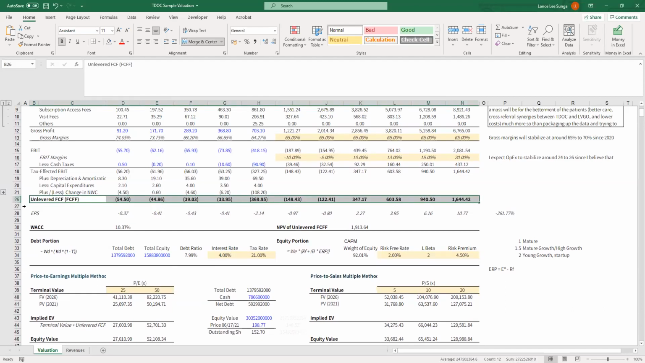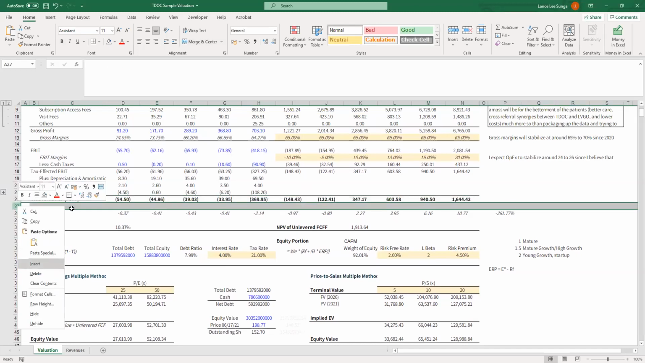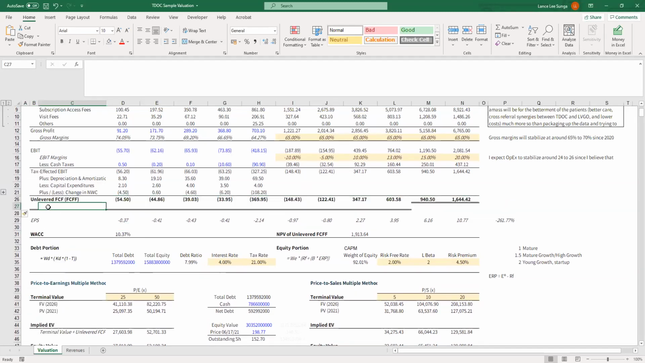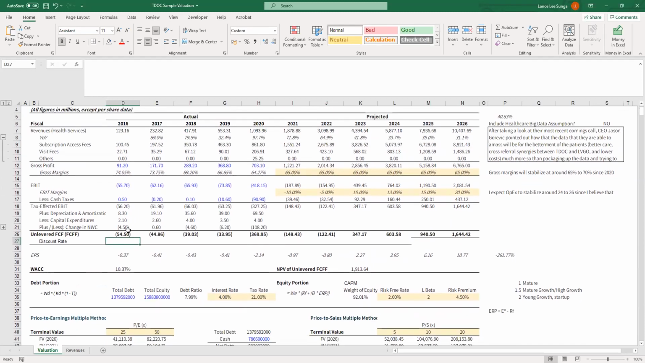Basically, I guess what you can do to make it easier is to give it a discount rate. Right. So the actuals would be 1.